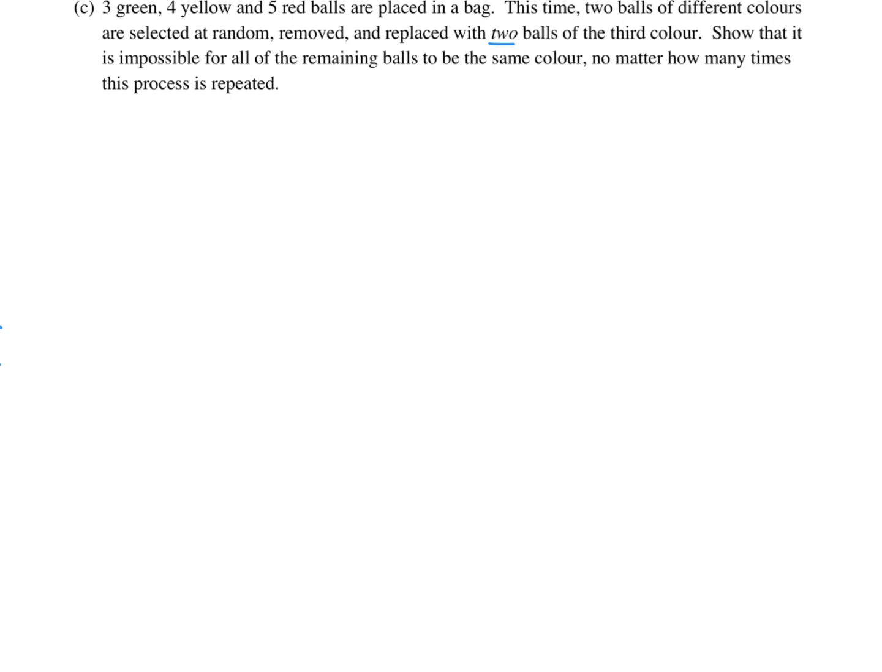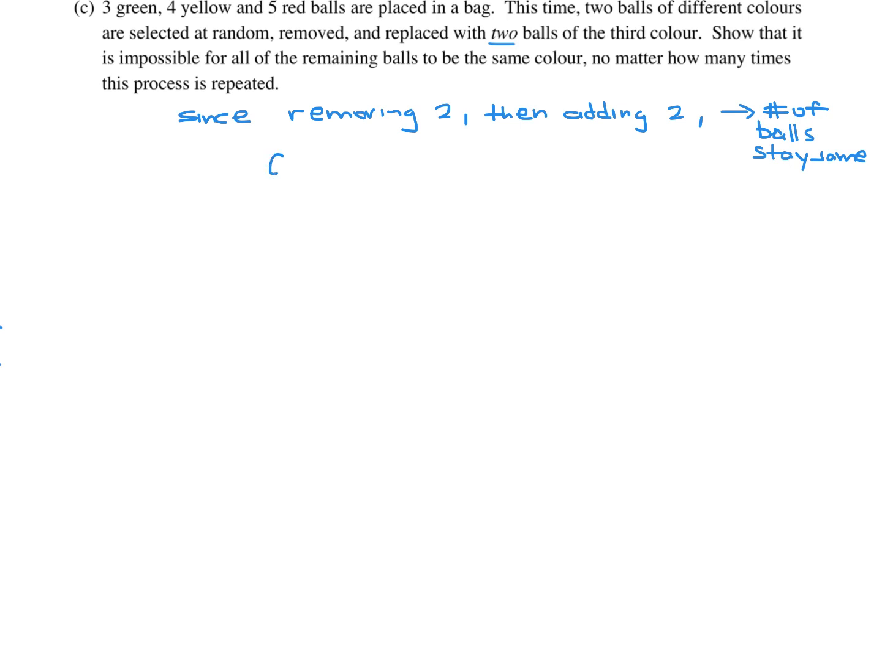All right. So, in this part C, you're removing 2, and then you're adding 2, so the number of balls stays the same. Before it was different because before you were removing 2 and adding 1, so the numbers were getting smaller, but this time the numbers are remaining the same. So initially, if we had green, yellow, and red, the numbers would be 3, 4, and 5, according to the question. So that is a total of 12 balls.